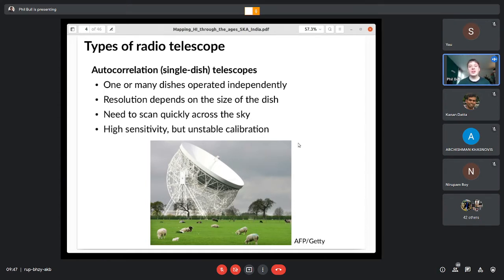The resolution depends on the size of the dish, so roughly it goes like lambda, the wavelength, over D, the dish diameter. That gives you your angular resolution. And in general, you want to scan quickly across the sky to beat down something called 1 over f noise, or correlated noise, which is in effect mostly in the receiver gains. These things can be very highly sensitive, especially if you have a large dish, but the calibration has this 1 over f problem. You have to be quite careful with how you calibrate these things, especially if you're very rapidly scanning across the sky. You have lots of time-dependent effects that you need to worry about as well.